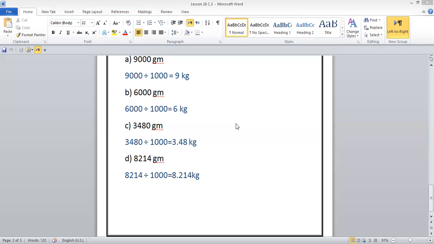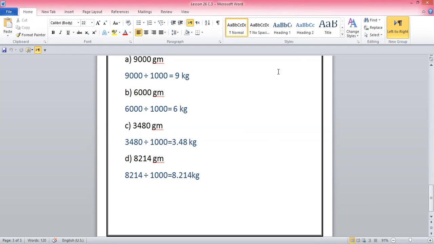Yes, sir. Yes, sir. That's very good. Everything is clear. What we are going to do today, we will do some 2 or 3 more examples for the conversion of gram to kilogram. Then we are going to learn the concept of conversion from meter to centimeter or millimeter.